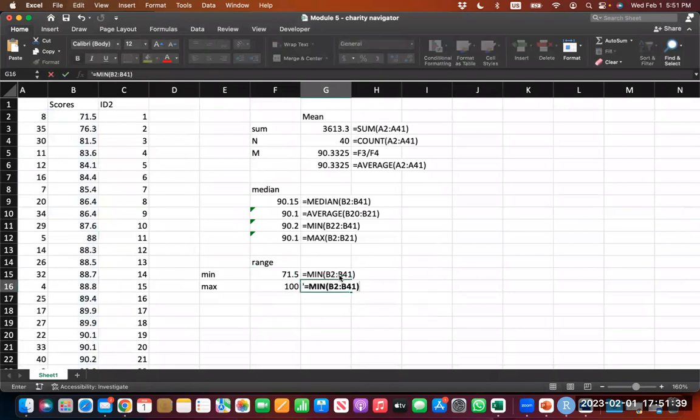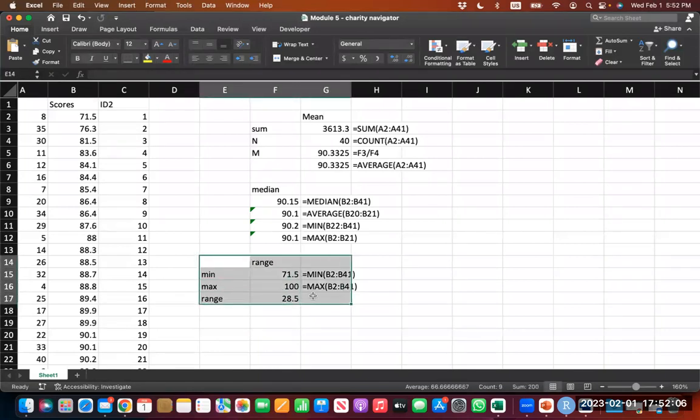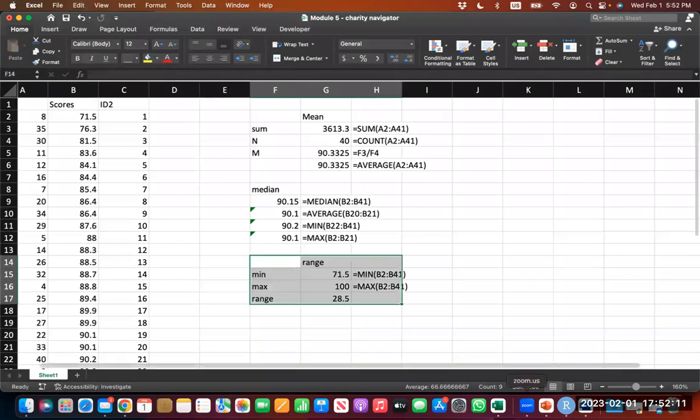You basically calculate the distance between those two, and the range is now max minus min. That gives you the range, which would here be 28.5. So this is all considerably simple.